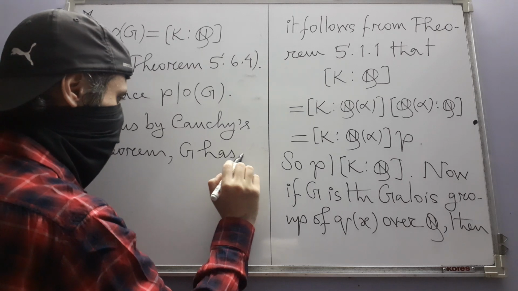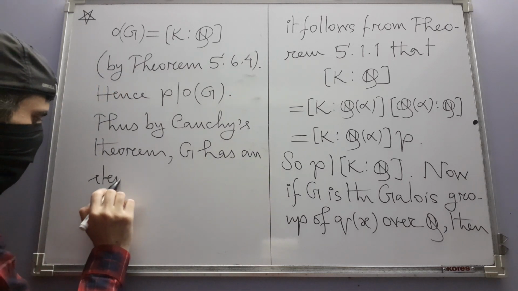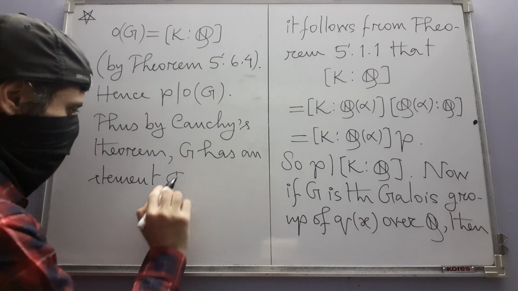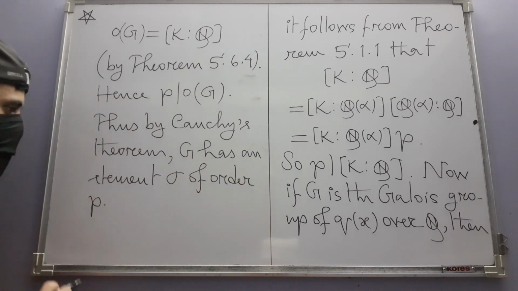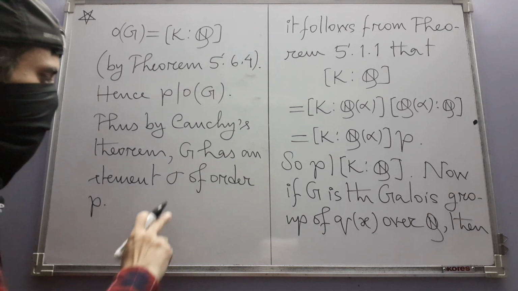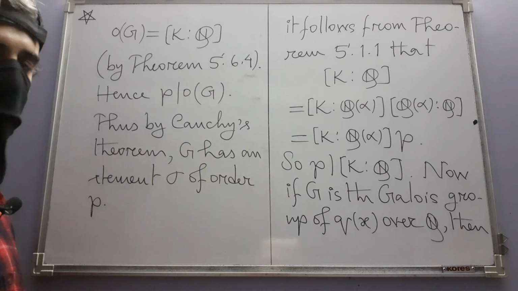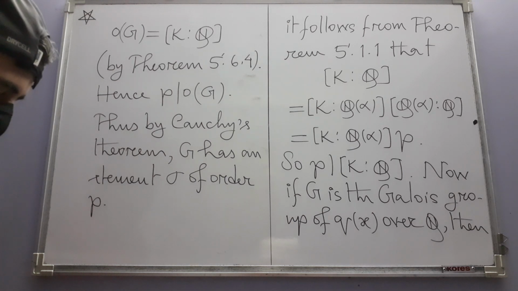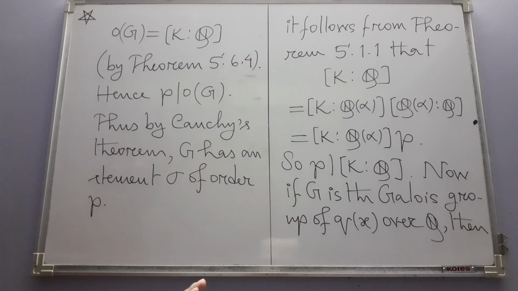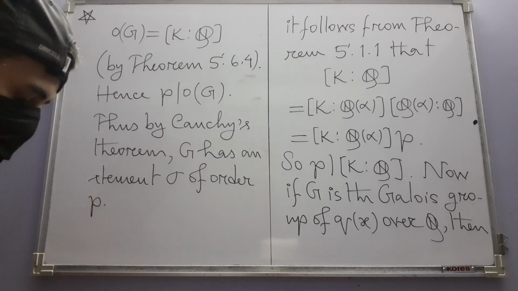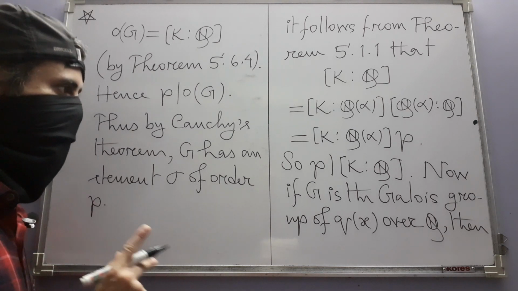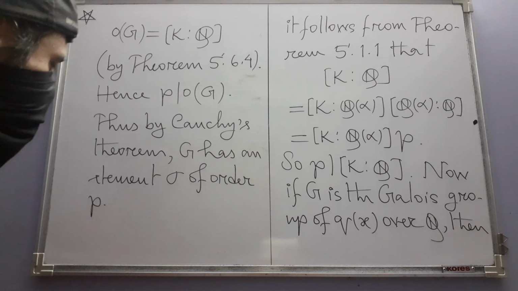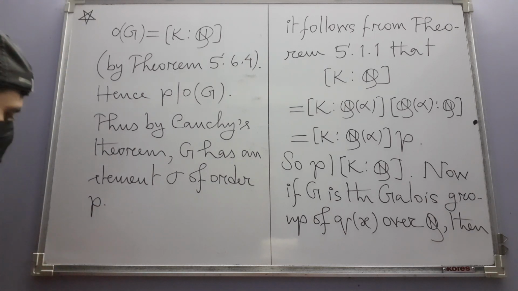G has an element, say sigma of order p. Do not forget what sigma is. Sigma is going to be an automorphism of K. Alright, so we get this much just from these fields and all these things, but so far we have not used that other hypothesis that our polynomial q(x) has exactly two non-real complex roots. So we are next going to consider that.